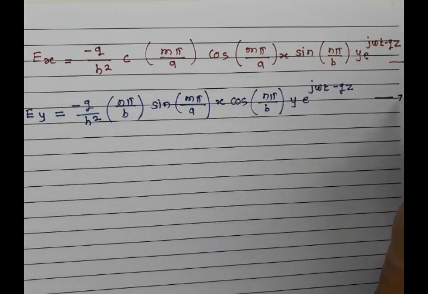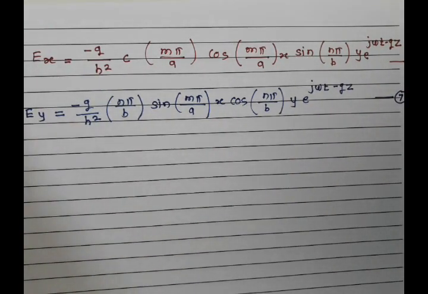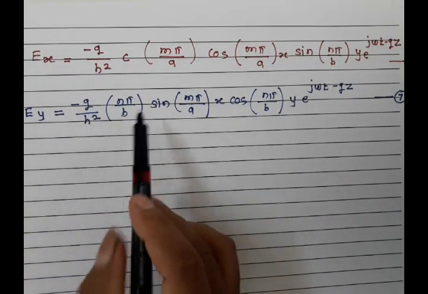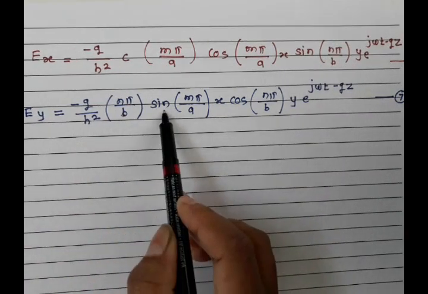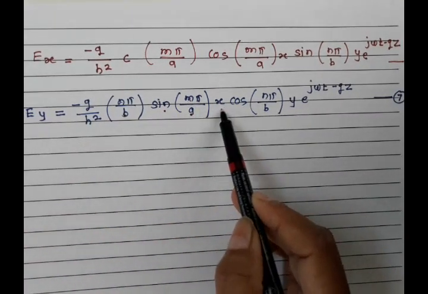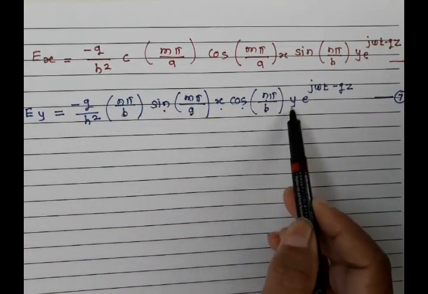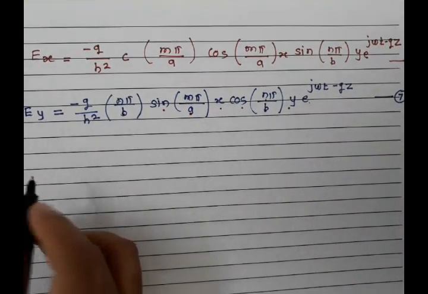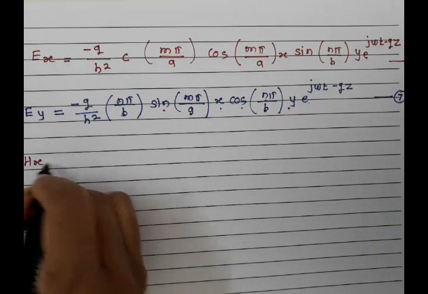Let us denote this equation with number 7. So Ey is nothing but minus gamma by h square, n pi by b, sine of m pi by a x, cos of n pi by b y, e raised to j omega t minus gamma z. Now let us see what Hx component comes over there.